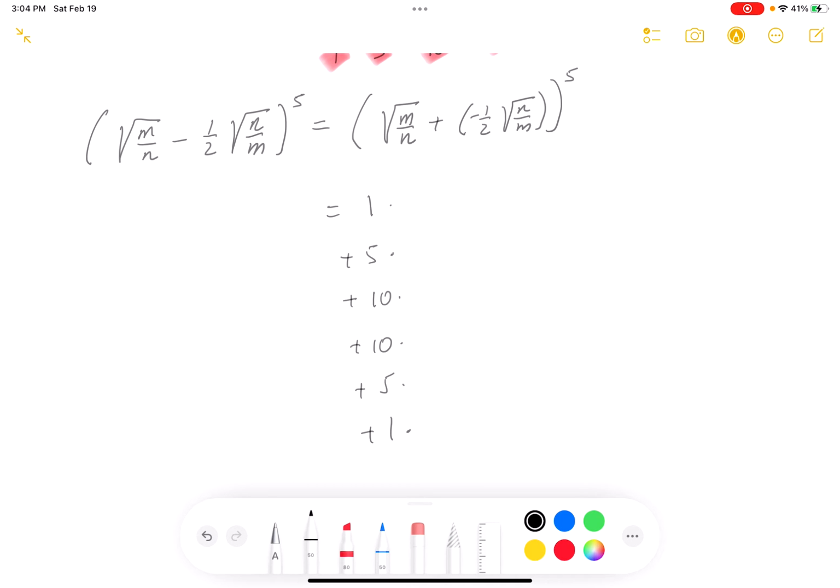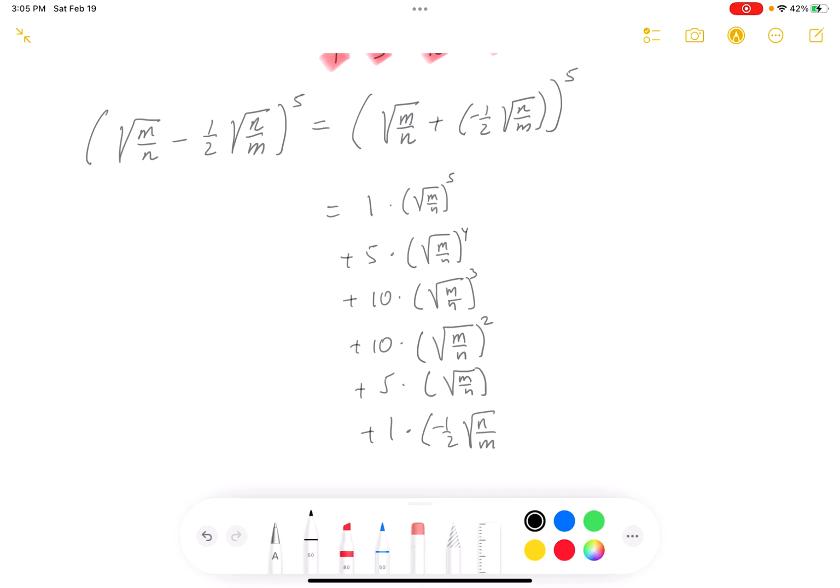So I'm going to start with the first term, which is the root of m over n. And that's going to be raised to the 5th power. And then I keep writing it down, reducing the power by 1. First power, and then no power. And then what I do the other one, but I go up in power from the bottom. So it's going to be minus 1/2 the root of n over m.